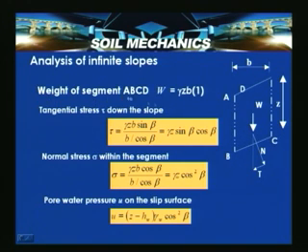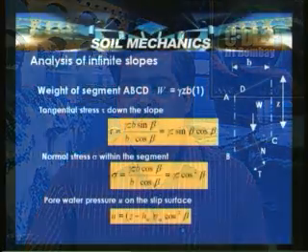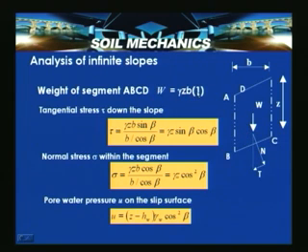Weight of the segment ABCD is equal to gamma, the unit weight. We assume that the unit weight of soil is identical above and below the water table. Z is the depth and B is the horizontal distance, per meter width. So this is the volume into unit weight, that is the weight of the segment ABCD.